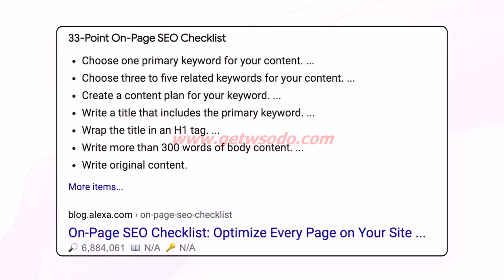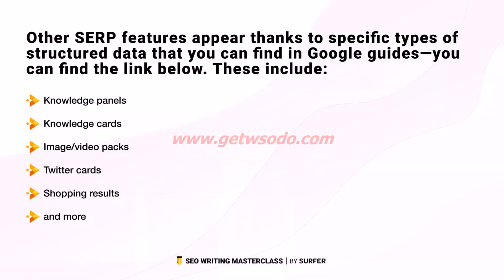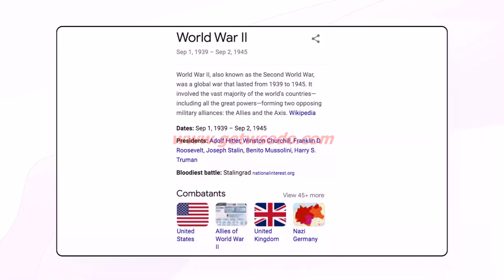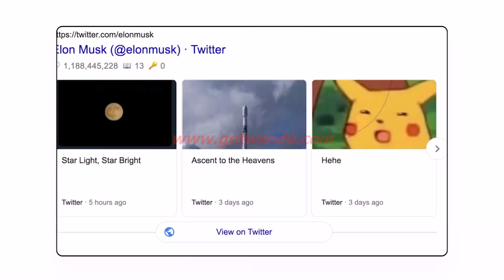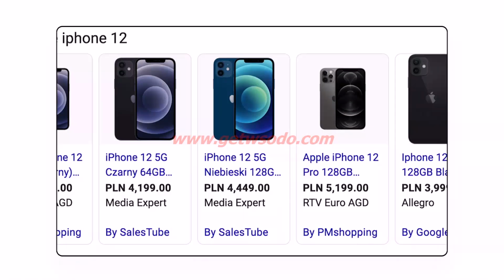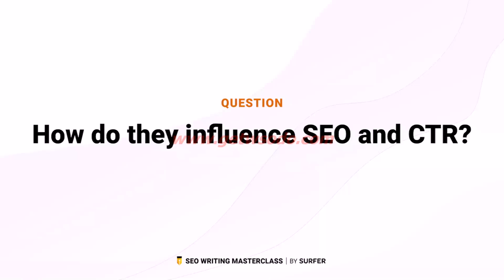Other SERP features appear thanks to specific types of structured data that you can find in Google guides. You can find the link below. These include knowledge panels, knowledge cards, image and video packs, Twitter cards, shopping results that are part of Google Ads, and more.